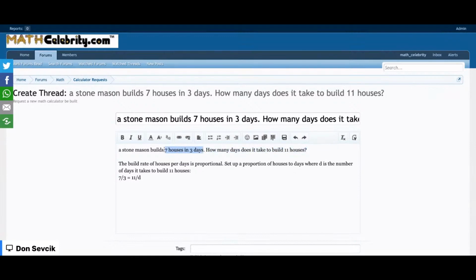A stonemason can build 7 houses in 3 days. We assume a proportional build rate. We want to know how many days it takes to build 11 houses. And I should have said that, yeah, houses to days. This is important because you want houses to days on this side, houses to days on that side. All right. We can cross multiply.